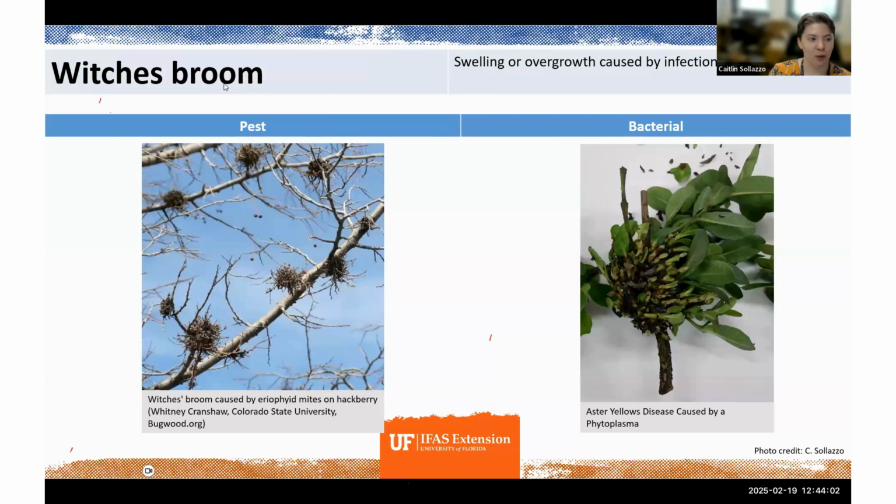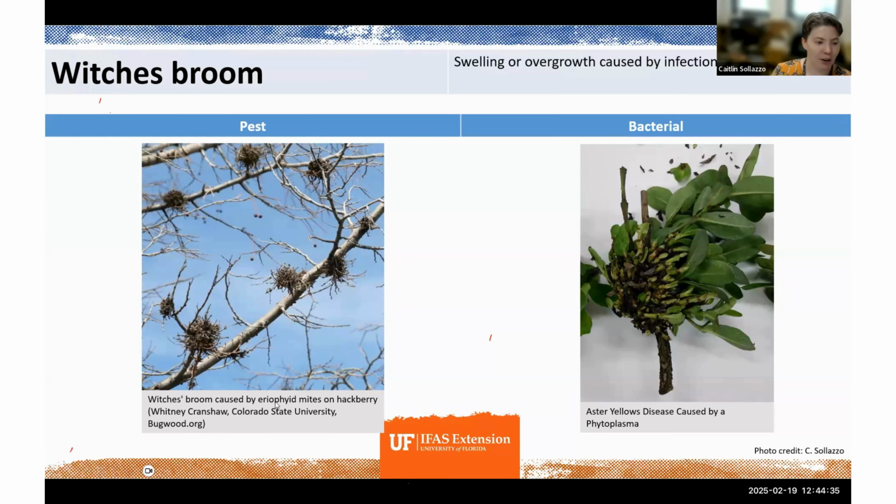And then witch's brooming. This is another really unique symptom, and this one is really fascinating because again, there's not a lot we know about it. But it's also swelling or overgrowth caused by infection. So it's similar to a gall, and they can be a little confused. In general, witch's brooming happens on the end of a branch, where the bud is proliferating a lot. So instead of having one branch come out of a point, you have 100. So that's kind of what's going on here. Rather than one bud being produced, you have like 100 buds.